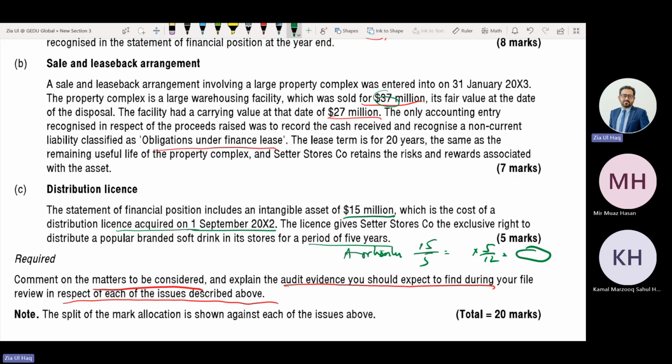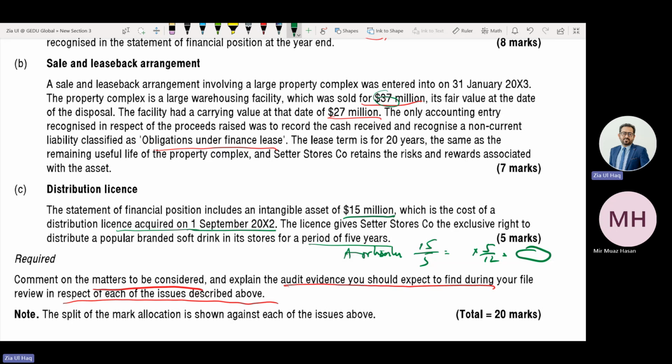Then sustainable information. I'll find a question on sustainability as well. We already have it on the website, I think in the September or March attempt, previous. I'll find that question as well. See you next lecture.